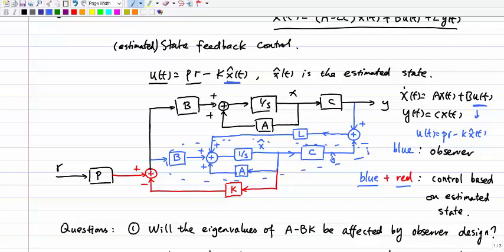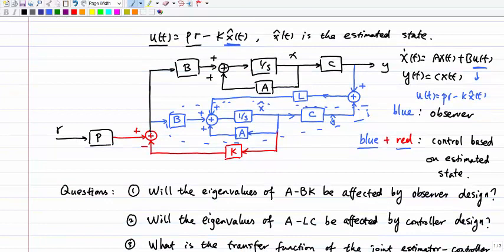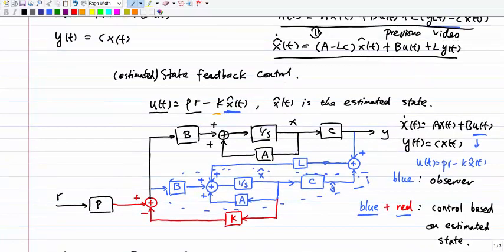So we have a couple of questions when we put them together. First, will the eigenvalues of A minus BK be affected by the observer design? If I use the standard state feedback, you just go from the actual state and connect it here. If I put the estimated state over here instead, would that affect my eigenvalues of A minus BK? Would that affect my stability, for example? I already designed a K. Do I need to change K if I use the estimated state? This is what it means.